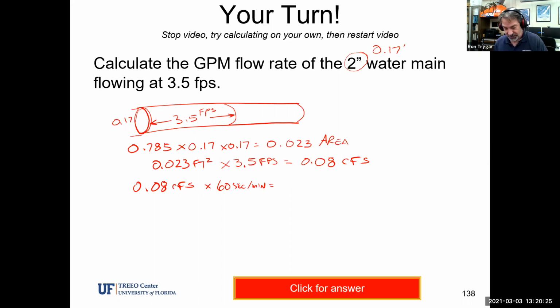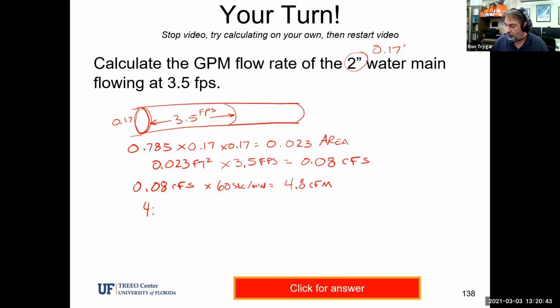0.08 times 60. And now I have 4.8 cubic feet per minute, CFM. That's cubic feet per minute, but that's not gallons per minute. It's just cubic feet per minute.